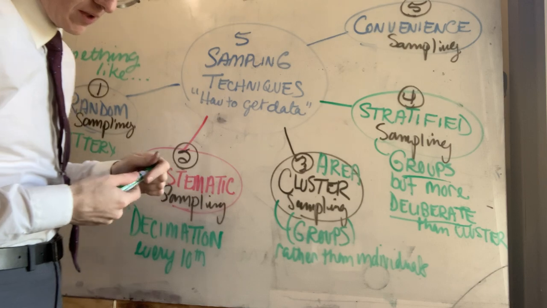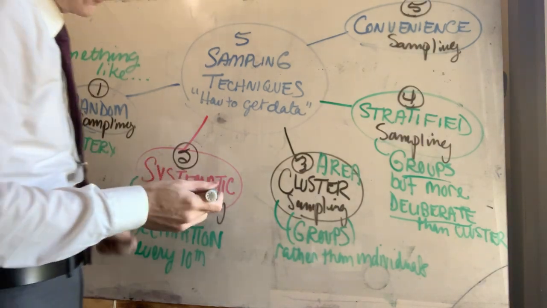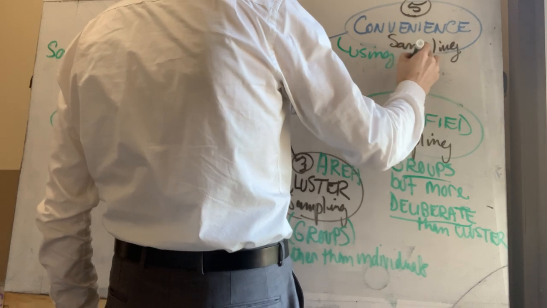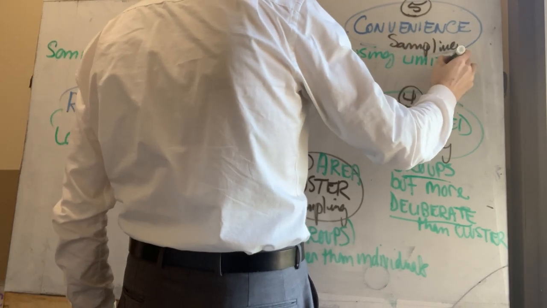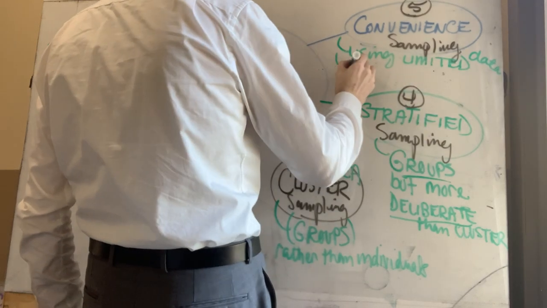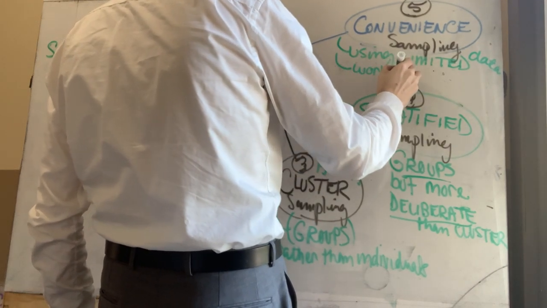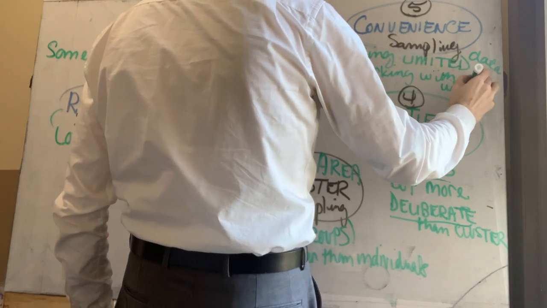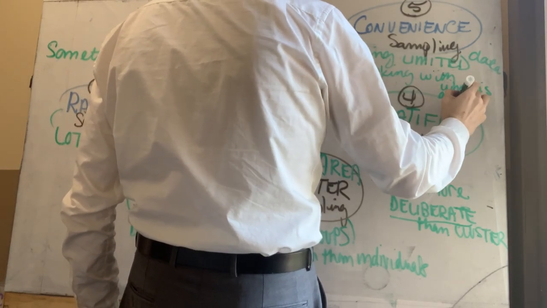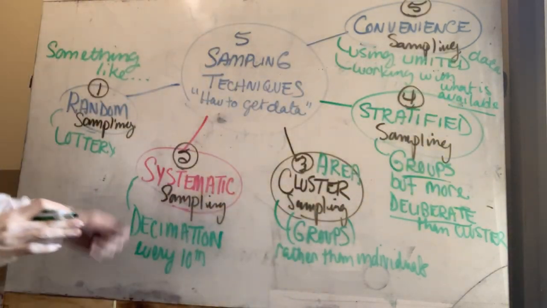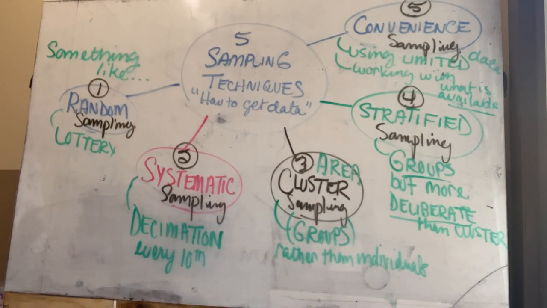All right, convenience sampling is, sadly, using what you have. Limited data. Which is really not a good thing. You know, working with what you have. It isn't nefarious, you know, it's not for some evil reason, right? But you perhaps don't have access to a large amount of people for your survey or what have you.